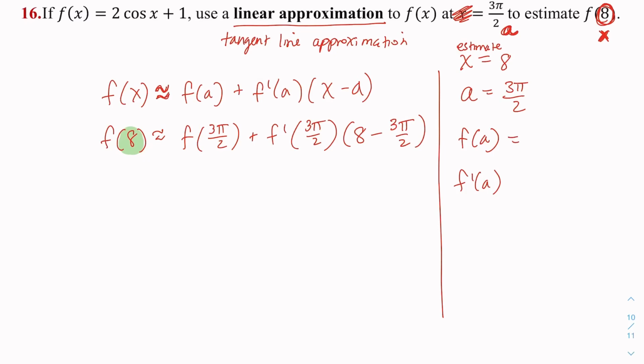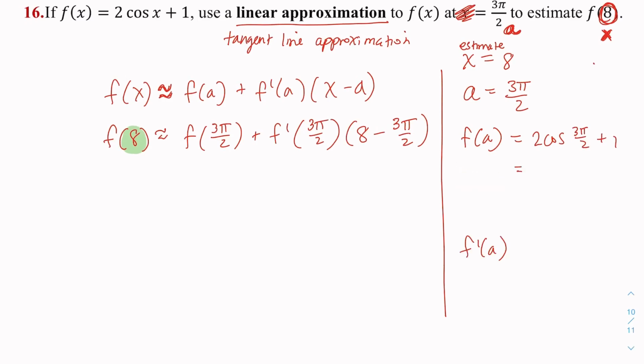So f of a means we're just plugging it in. So we got 2 cosine of 3 pi over 2 plus 1. Cosine of 3 pi over 2. 3 pi over 2 is down here, and cosine is x over r, so that's going to be 0. So it'll be 2 times 0 plus 1, which is just 1. And now let's find f prime of a. Instead of a here, I should have 3 pi over 2.